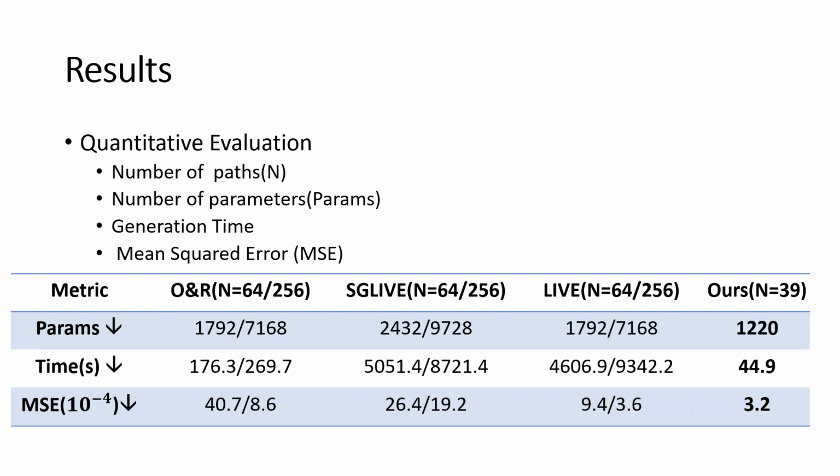Now let's look at some experiments and results. We conducted quantitative comparisons between our method and benchmark approaches. The experiments reveal that our method attains superior image reconstruction quality while utilizing fewer paths and parameters compared to the benchmarks, even when those methods employ more resources. Moreover, our method demonstrates a notable speed advantage in generation time. The results show that our method is efficient and effective in image reconstruction tasks.